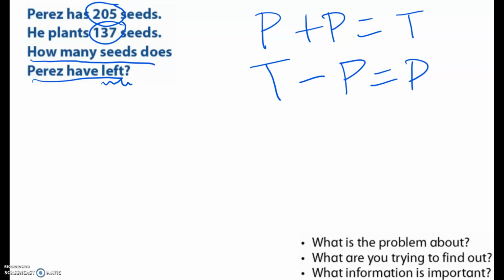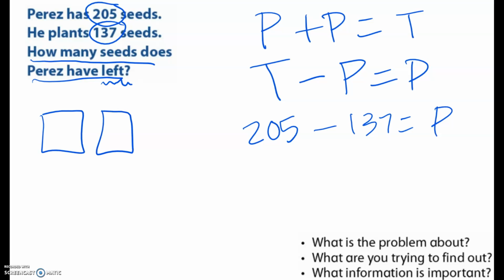So in this case, the 205 seeds is the total. So we'll list that first. And since he plants 137 of them, that's the part that he planted. So we need to figure out the part he has left. So maybe one way you could have done this is draw a picture. So you could have drawn a picture of what 205 looks like. Since we start with the total, we don't need to build both numbers. We just need to build the big number. And then we're going to take away this 137.